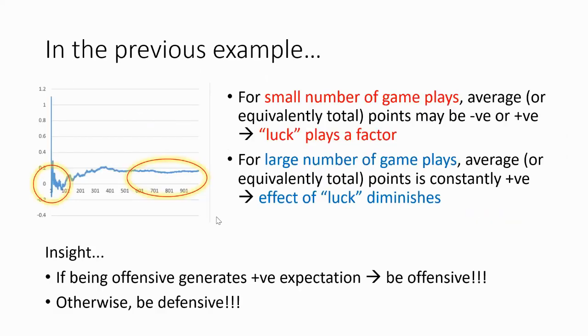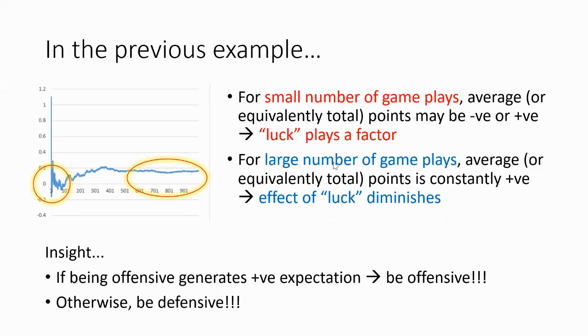In this example, when we consider game C and you only play a small number of games, you will expect that occasionally you will have a positive or a negative cumulative gain. As you can see from this plot, occasionally it will be above the x-axis and occasionally below the x-axis, indicating that the total points that you gain will occasionally be positive or negative. So in this case, we interpret that luck plays a factor.